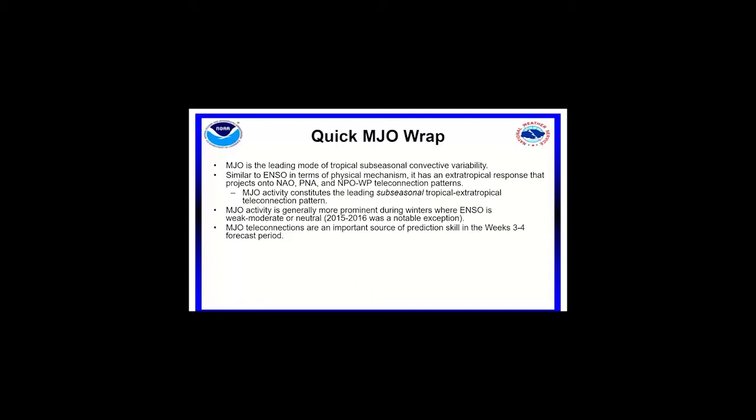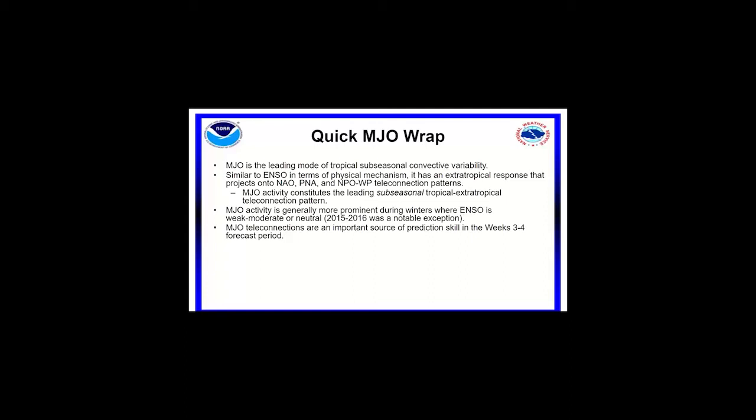And it constitutes the leading subseasonal tropical-extratropical teleconnection pattern. MJO activity is generally more prominent during winters where ENSO is weak to moderate or neutral. We've observed historically that in very strong El Ninos especially, but also to some extent very strong La Ninas, we tend to have less MJO activity, especially true with El Ninos. 2015-16 was a bit of an exception to that. We did have some prominent MJO activity during that winter.